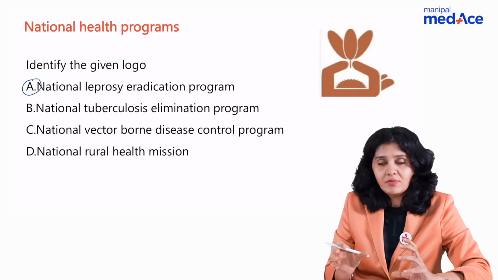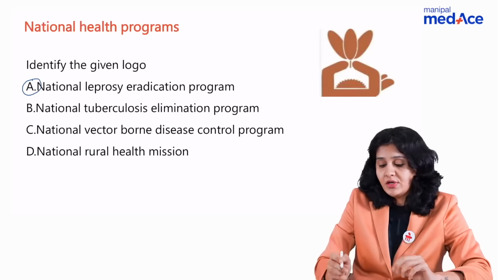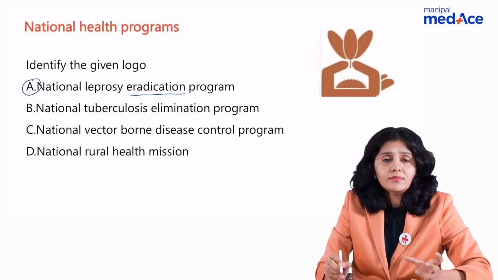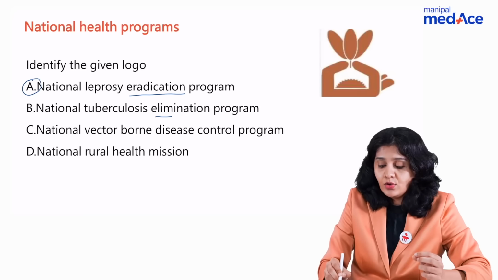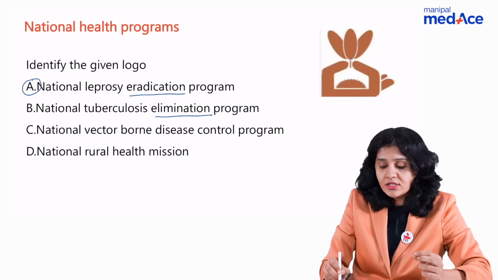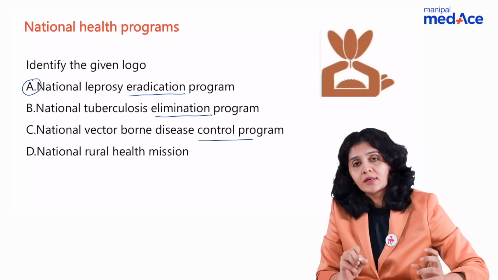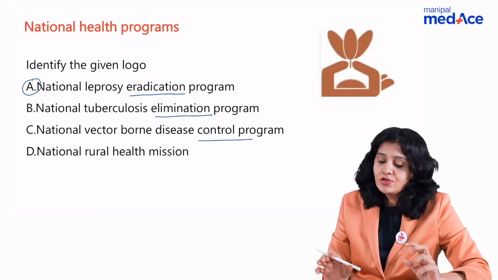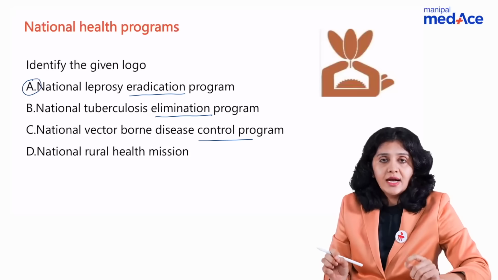So if you look at the names, you can see what stage the program is in. So leprosy we've already eliminated, so we are in the phase of eradication, right? And then tuberculosis we are trying to eliminate. If you take vector-borne disease, it is in the control phase, okay? And then National Rural Health Mission is a mission, right? So this is how you should understand. So this particular image or logo is National Leprosy Eradication Program.